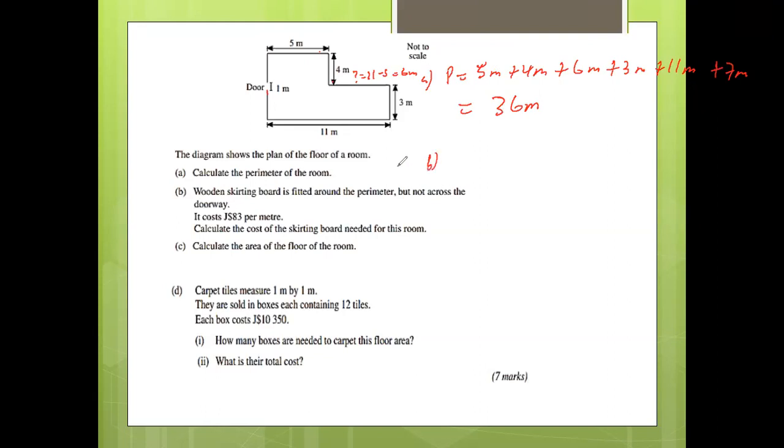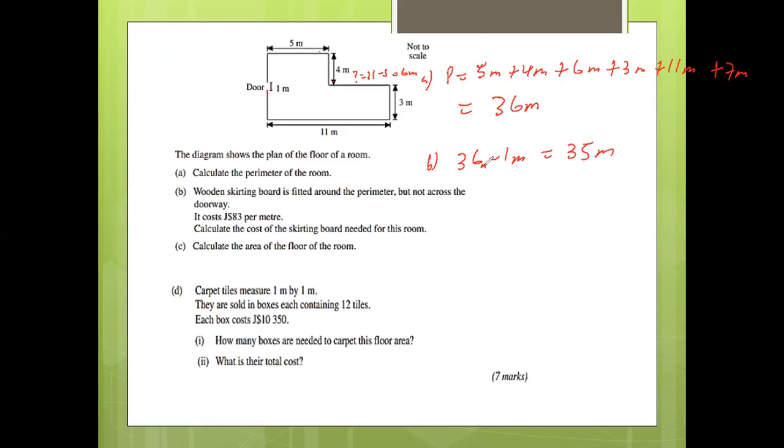B now. They say the wooden skating board is fitted around the perimeter, but not across the doorway. It costs $83 per meter. Calculate the cost of skating board needed for the room. Right. So first of all, we are going to say 36 minus 1 meter, because the doorway is 1 meter, because they say the skating board will not go across the doorway. So that gives me 35 meters.